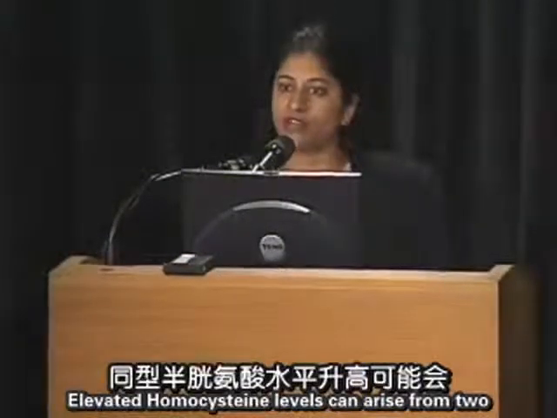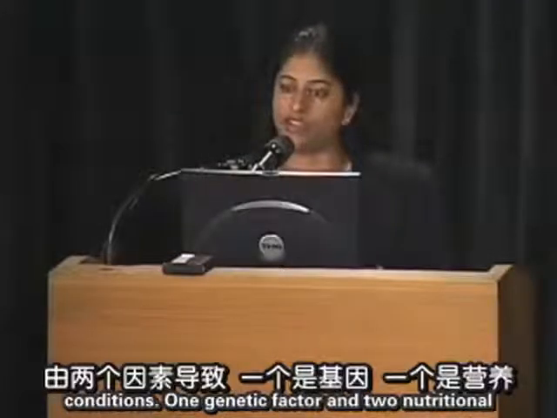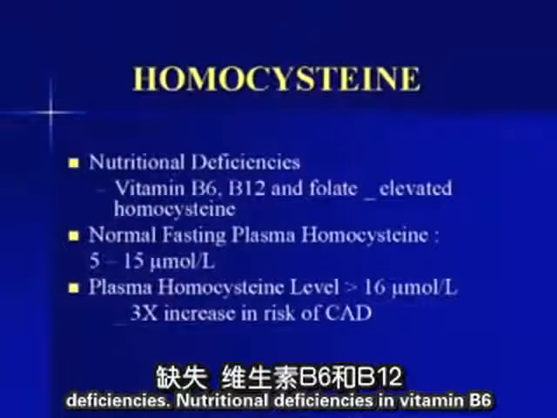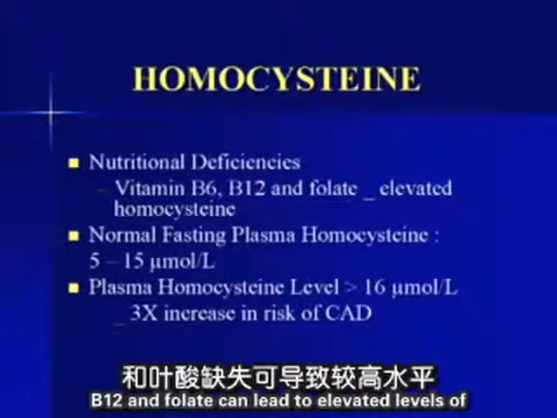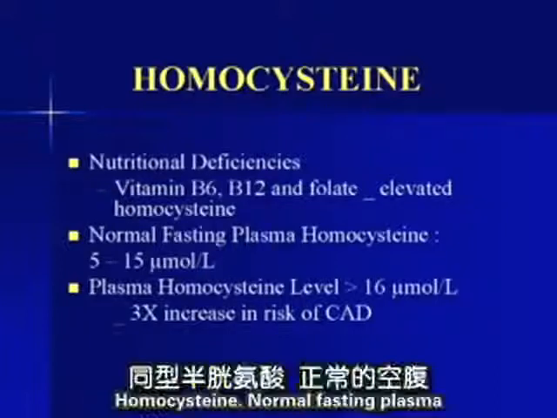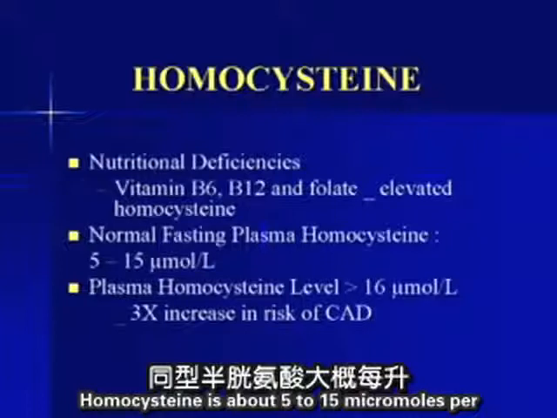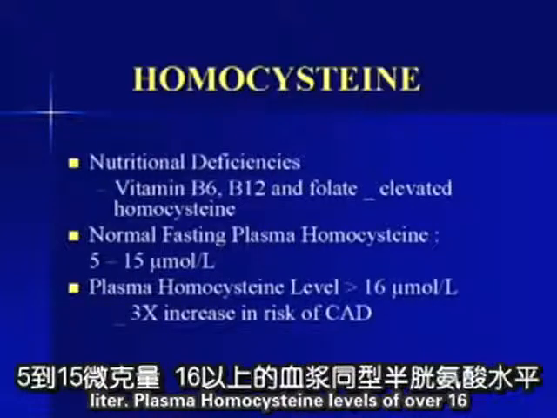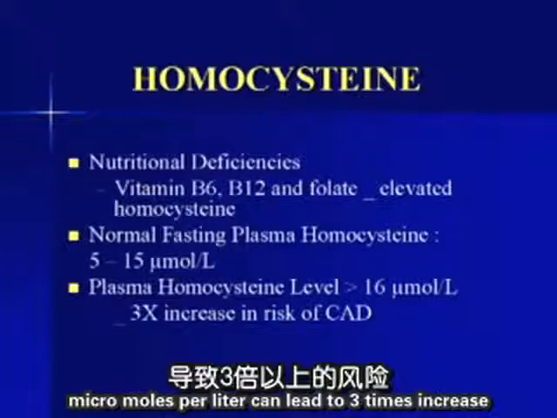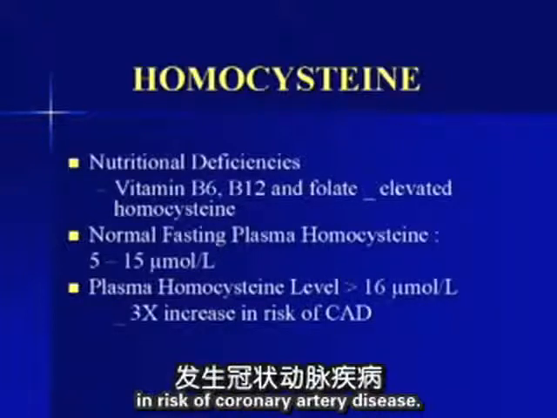Elevated homocysteine levels can arise from 2 conditions: 1, genetic factors, and 2, nutritional deficiencies. Nutritional deficiencies in vitamin B6, B12, and folate all can lead to elevated homocysteine levels. A normal fasting plasma homocysteine is about 5 to 15 micromoles per liter. Plasma homocysteine levels over 16 micromoles per liter can lead to a 3 times increased risk of coronary artery disease.